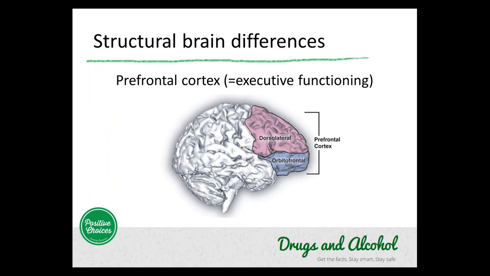For adolescent methamphetamine users, there have also been shown to be differences in this prefrontal area when compared with non-methamphetamine using adolescents, but also when compared with adults who do use methamphetamine. So findings like this really underscore the particular vulnerability of the adolescent brain to damage from alcohol and drug use.